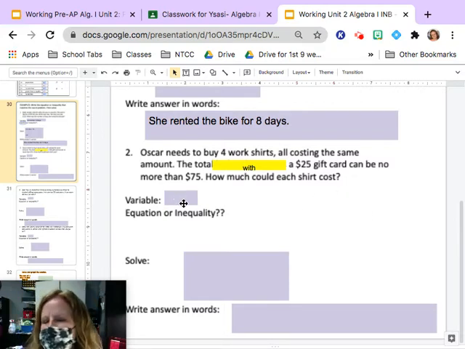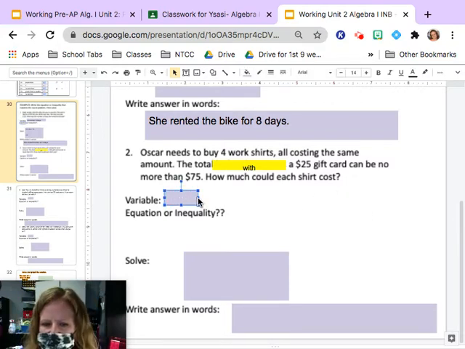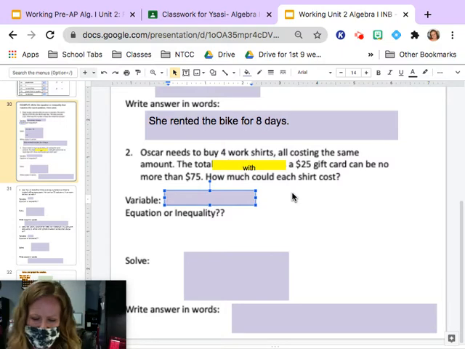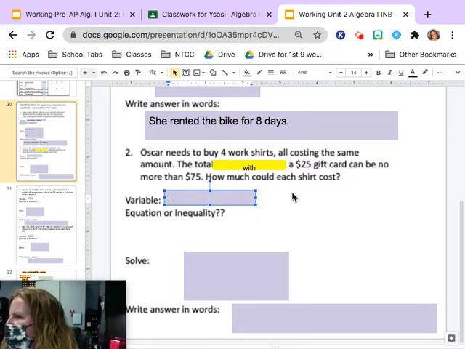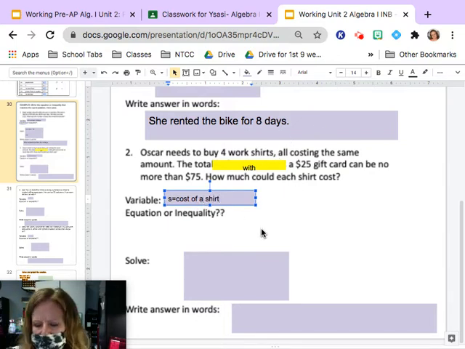So let's talk about what are we trying to find? Question says how much could each shirt cost? What are we trying to find? Shirt costs. So what variable could we use? S for cost of a shirt. Cost of one shirt, rather.